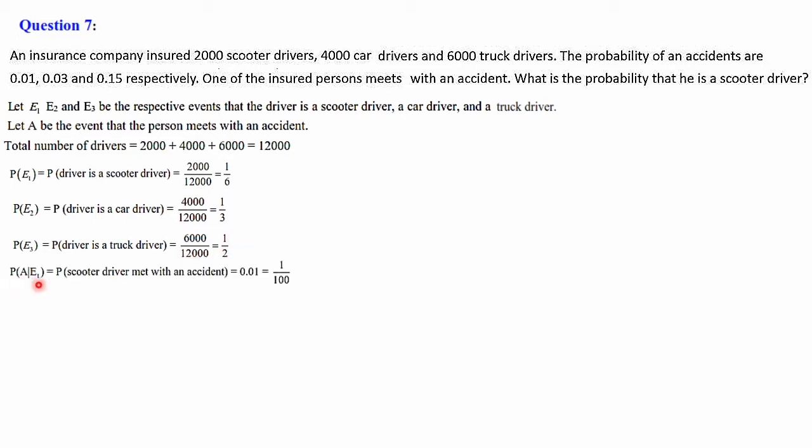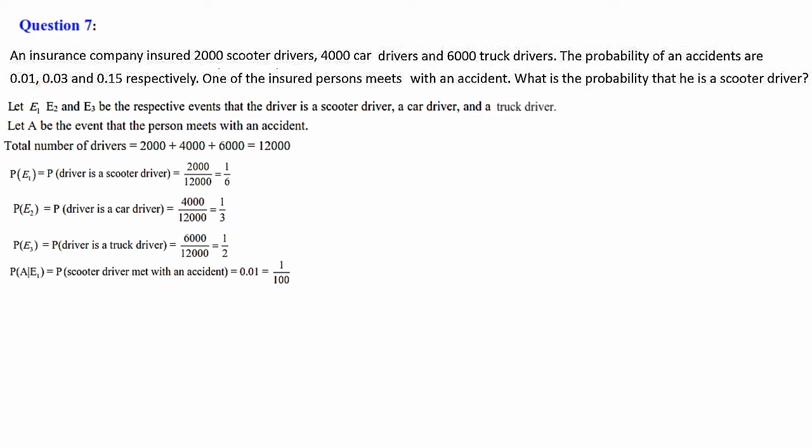Then P of A given E1. The probability of an accident is given as 0.01, 0.03, 0.15 respectively. For a scooter driver, meeting an accident is 0.01. So P of A given E1, the probability that a scooter driver meets with an accident, is 0.01. Just write it as the fraction 1 divided by 100, because everything here we have written in fraction, so this is better in fraction.